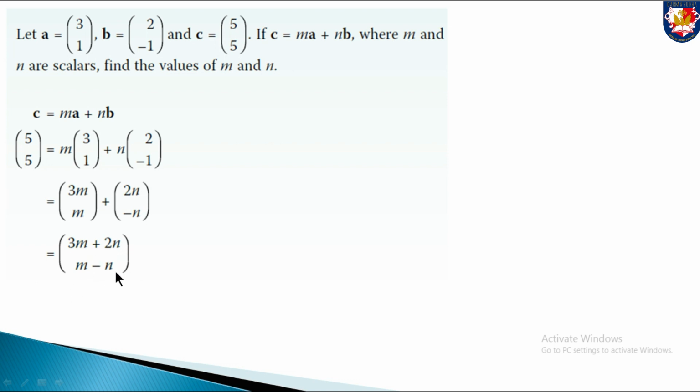Okay. Now we have found two equations. The first equation is 5 equal to 3m plus 2n, and the second equation is 5 equal to m minus n. Either you're going to find the values of m and n by elimination or substitution. You'll find that the value of m equals 3 and the value of n equals negative 2.